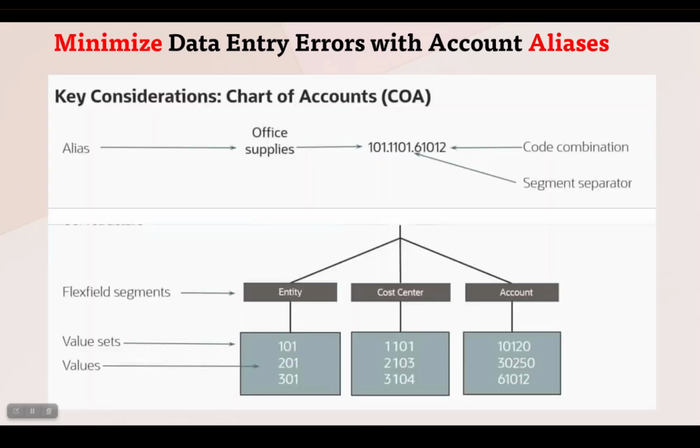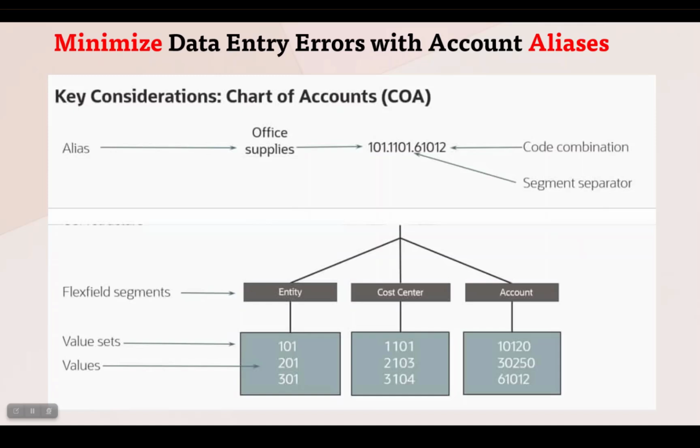Minimize data entry errors with account alias. This is a very good option that you can use instead of the value set segment values. The users will use the alias instead of selecting the value set values. As you see here, this is a code combination with segment separators, dots, slashes, whatever, and instead of selecting the segments one by one, the user can directly select the alias. This is also very good to minimize mistakes and errors.